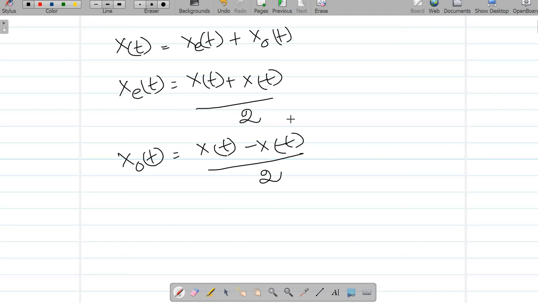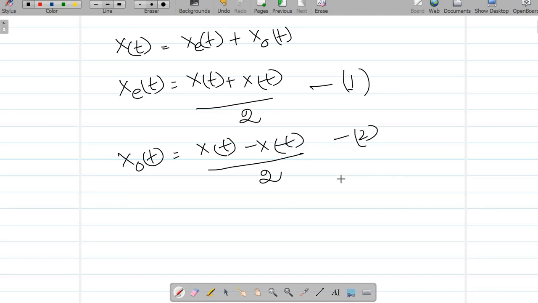So given a signal x of t, I will be able to extract the even part by using this formula, and I will be able to extract the odd part of the signal by using the second formula. Let me call these formula 1 and formula 2. And if I add the first and the second equation, then I will get the signal itself.